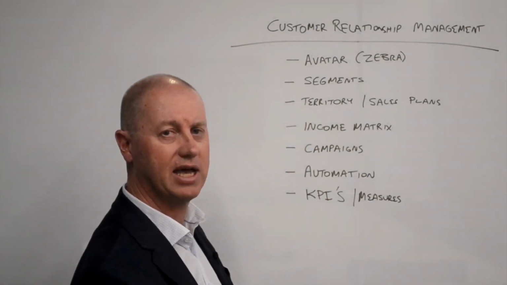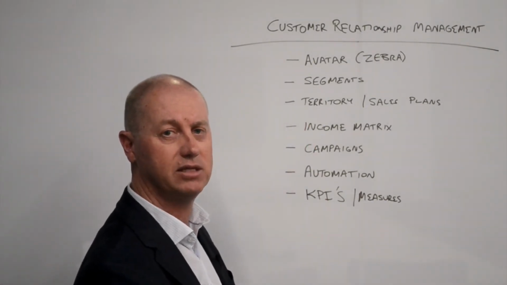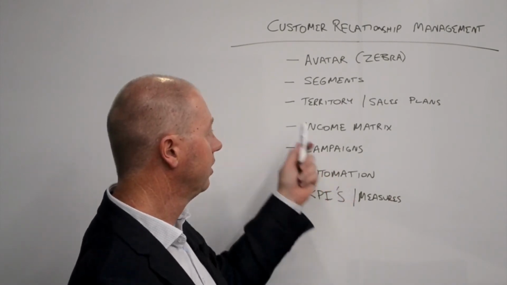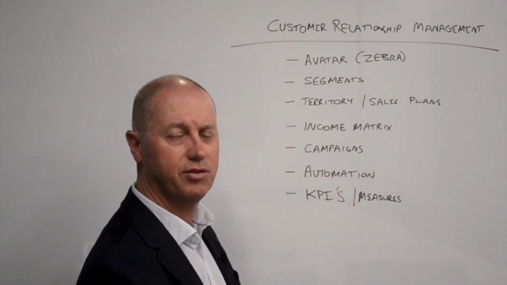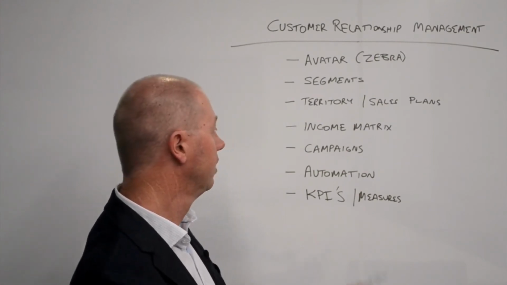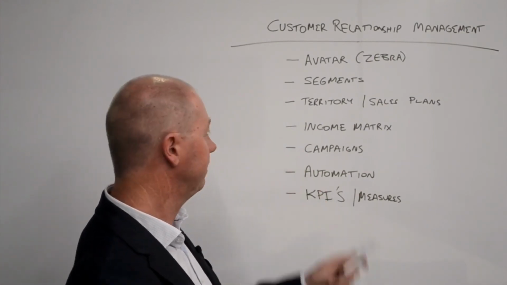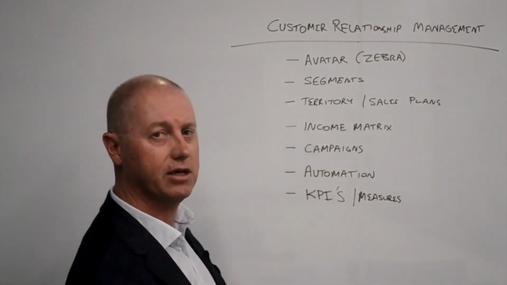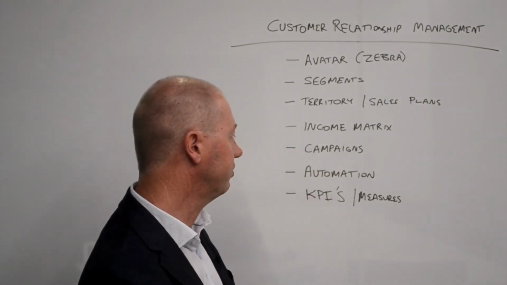Work out how you're going to target and what does that mean in terms of your campaigns and your communications. What about your territory and sales plans? Think about those and target those and have those identified again in your system. Think about an income matrix. If you're not sure on these two, then start here. You'll find that'll really help move things through.